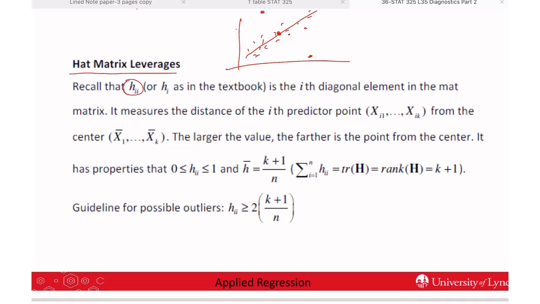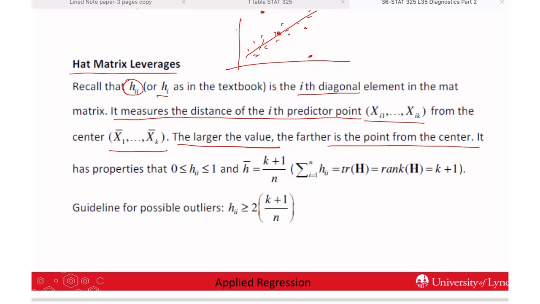The book calls them hi because that's one notation, so we're being a little more specific and saying hii to tell you it's the ith diagonal element, the diagonal on the ith row or column, okay, which would be the same. Okay, so it measures the distance of the ith predictor point here, taking all the k x variables into consideration, from the center, which is the mean of all of those. And remember, this is a hyperplane with k dimensions. And the larger the value of h, the further the point is from the center.